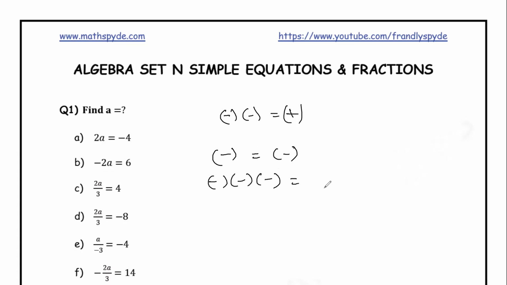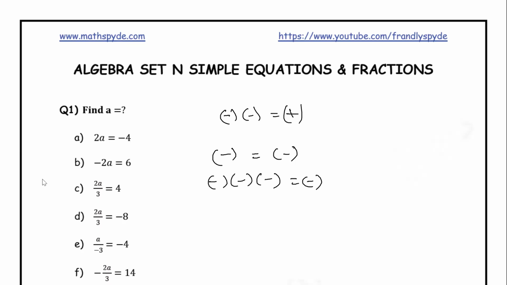So if you have three numbers which are negative, you'll end up getting a negative number, an odd number of negatives. So if there is one negative, three negatives, five negatives, then the outcome is negative. But if there is an even number of negative numbers multiplying, for example, two numbers which are negative multiplying each other will give you a positive outcome. Four numbers which are all negative multiplying will give you a positive outcome. So remember that.